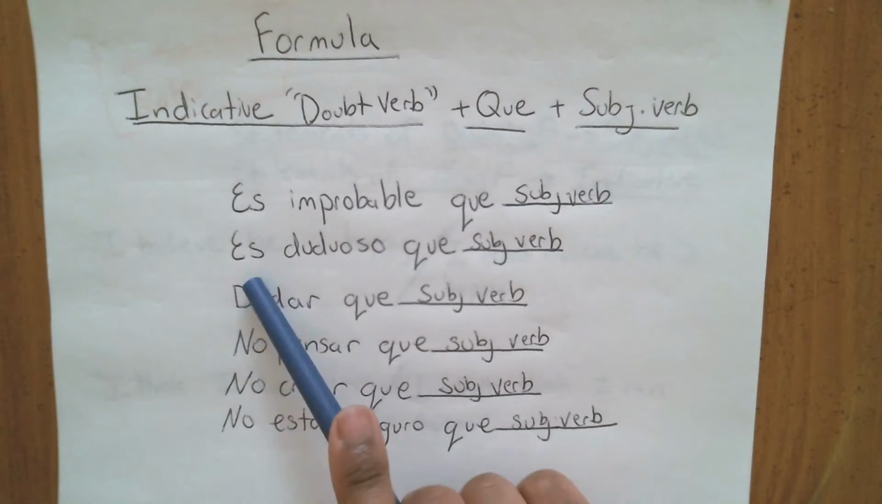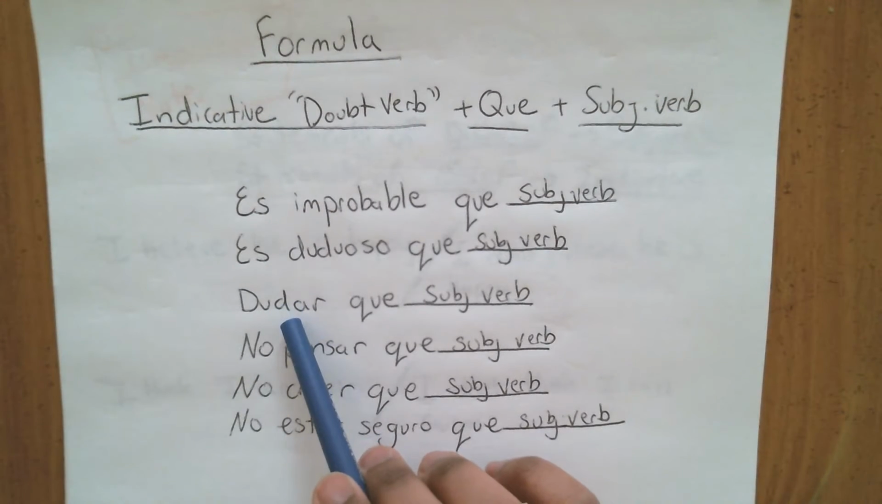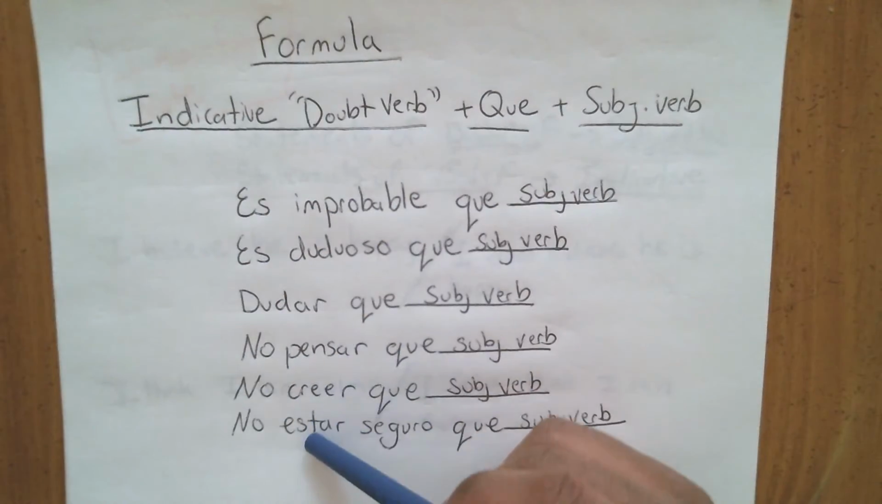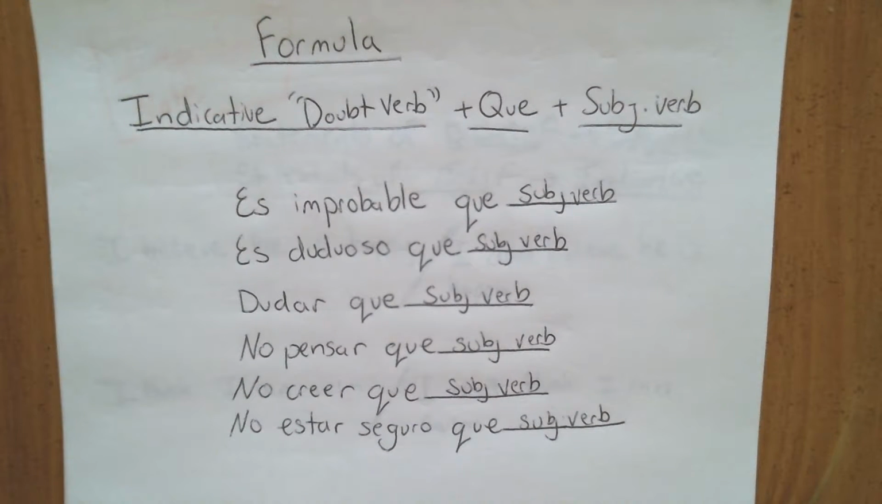It's doubtful that, which is es dudoso que. We already used that one. And that one's pretty clear why you would use the subjunctive for it, because the word dudoso comes from the verb dudar, which means to doubt. Dudar que, and then subjunctive verb like dudo que hables. I doubt that you talk. Okay? So when you have any conjugation of dudar, all of these verbs are going to be in the indicative. Then you'll have a que, and then you'll have your subjunctive verb afterwards. So I doubt that, he or she does something.